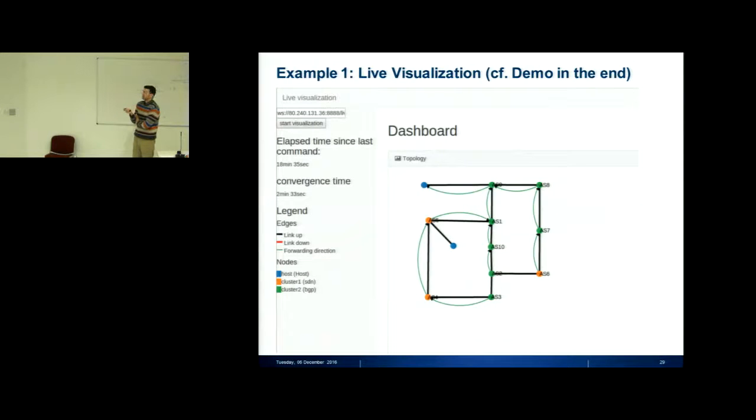Okay, so this is what the visualization looks like. So here we have the topology. And here you see the time since the last command you entered, the time it takes to converge, the links that are up and down with different colors, and also the type of nodes we have. So these blue nodes are end hosts, and the green nodes, I think they are the BGP cluster, the legacy BGP cluster, while the orange nodes are the SDN cluster.